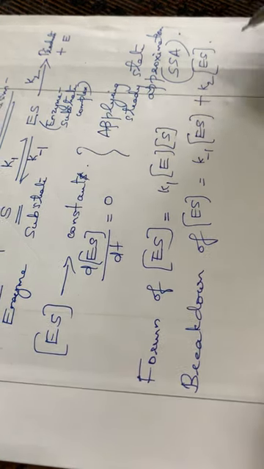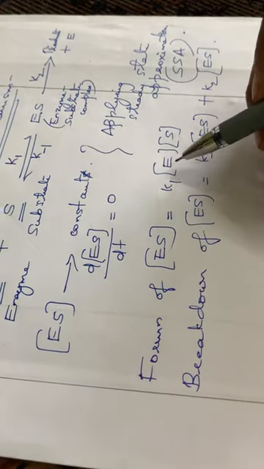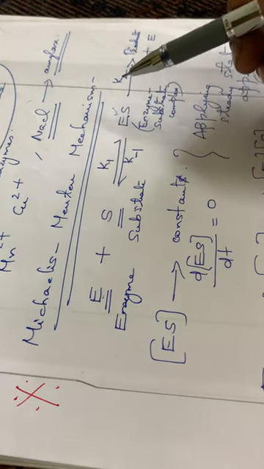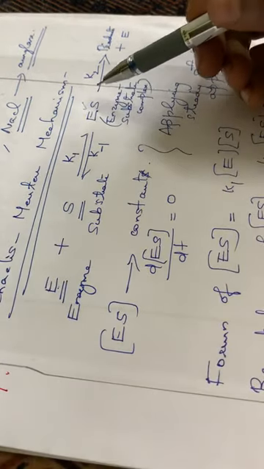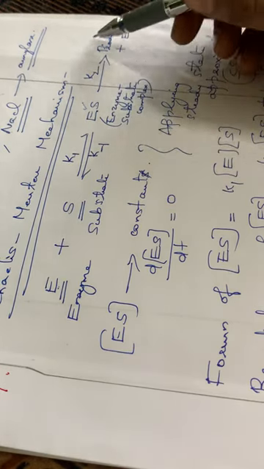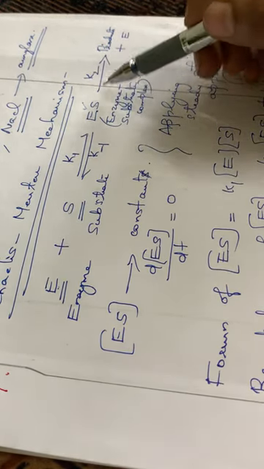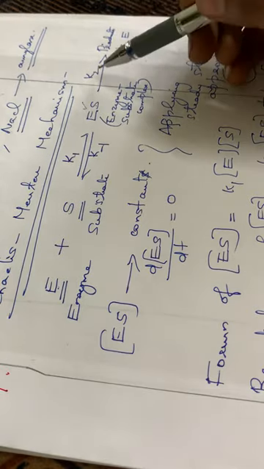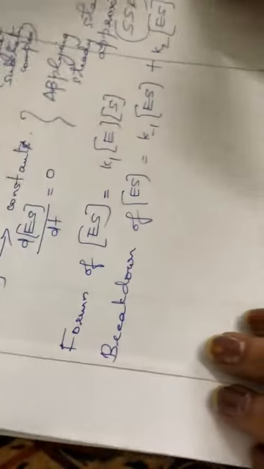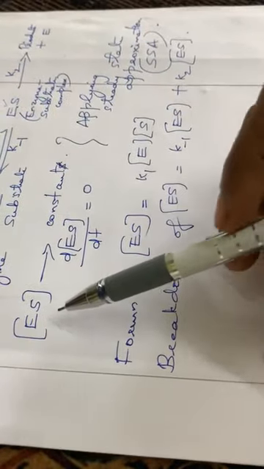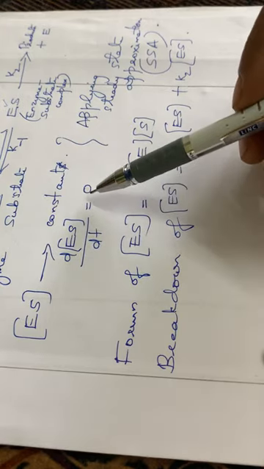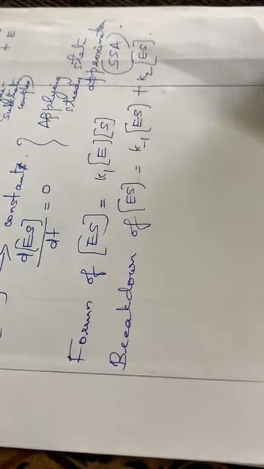So here, the formation of ES is equal to K1 into E into S, that is this particular reaction, where ES is formed. Then in two steps this ES is disintegrated, that is K inverse into ES, and again at this stage this ES is disintegrated to form products and enzymes, that is K2 into ES. Then you have to apply the steady state approximation, that is the concentration of ES will be a constant, or d[ES]/dt is equal to 0.